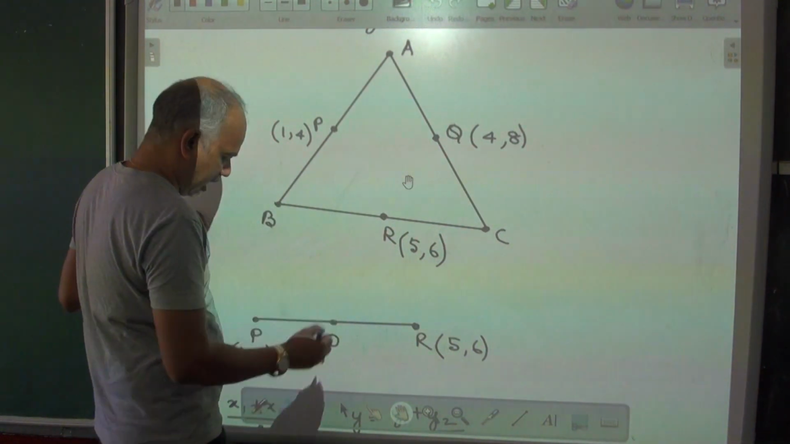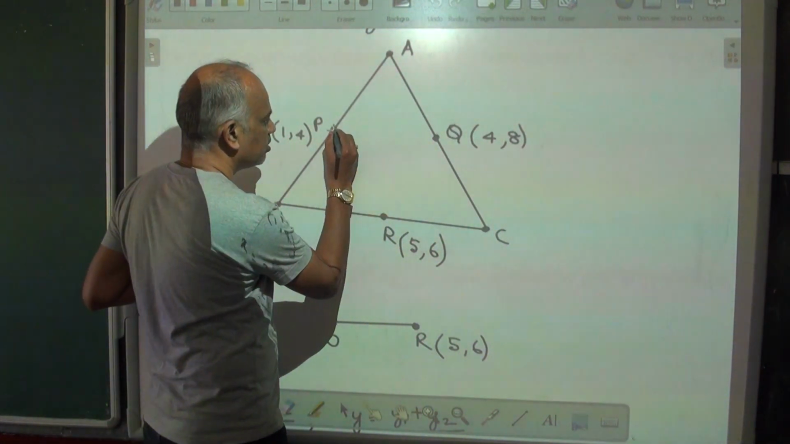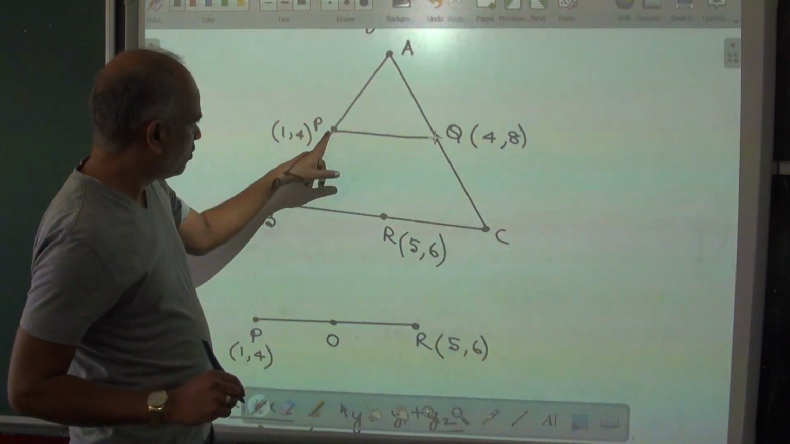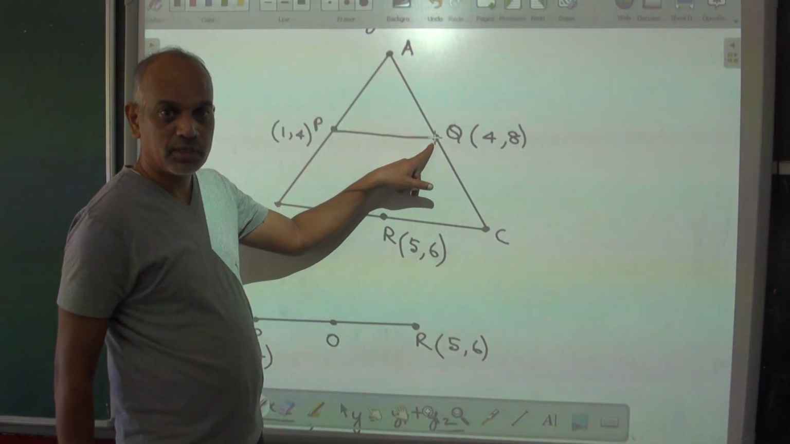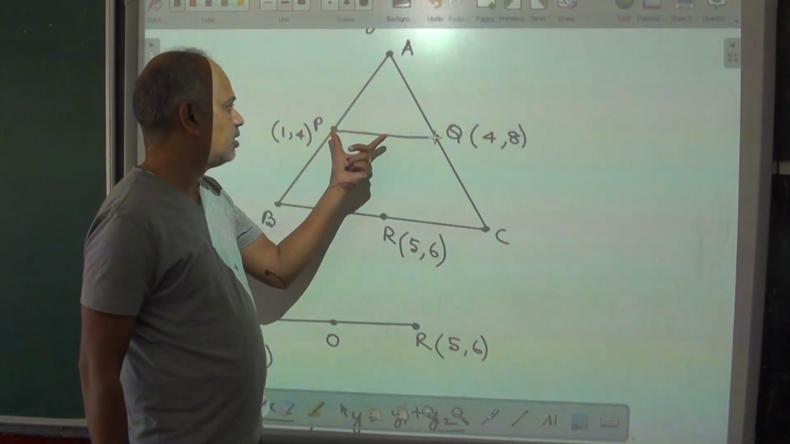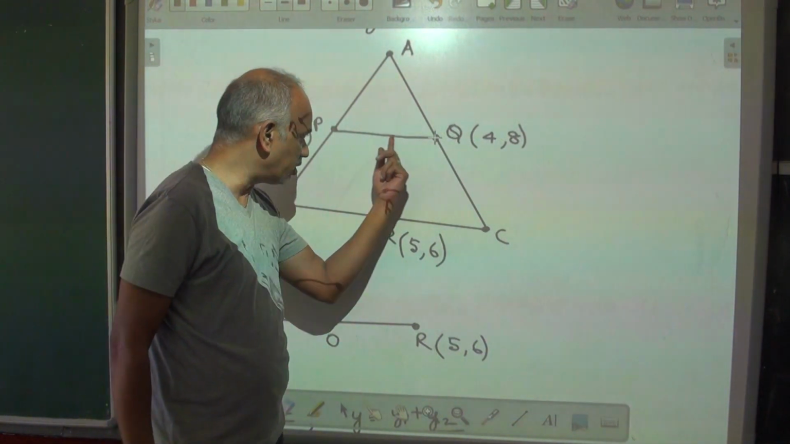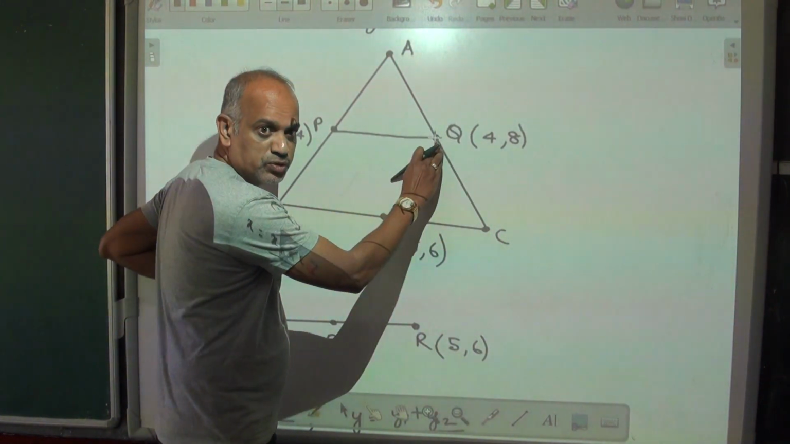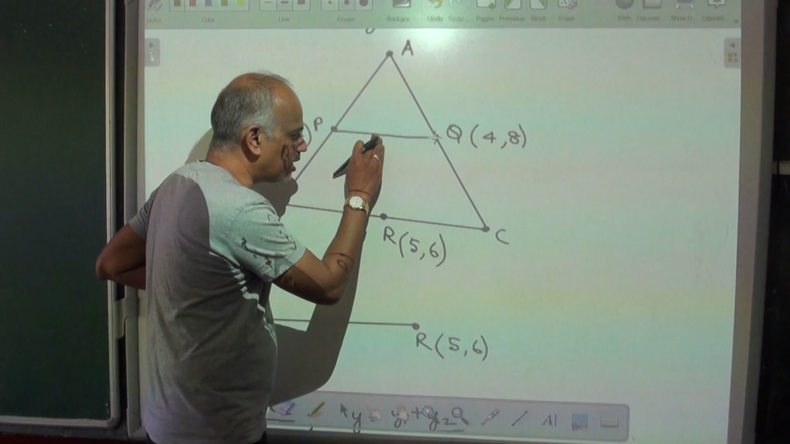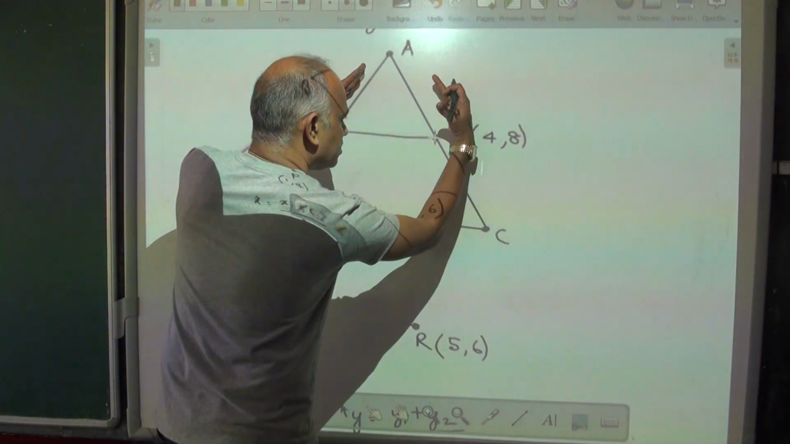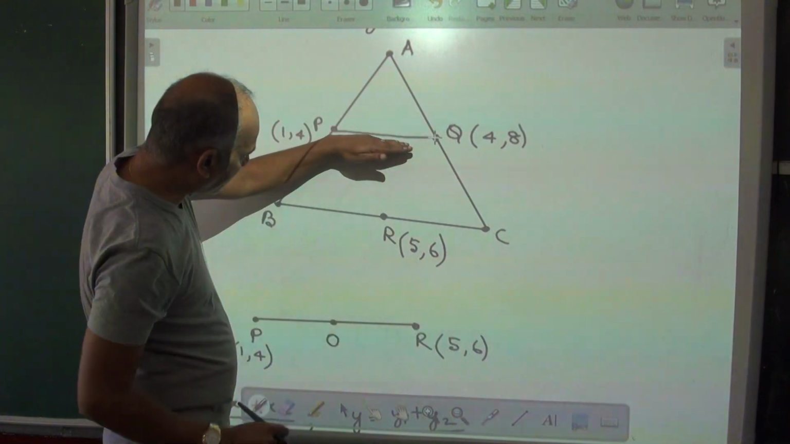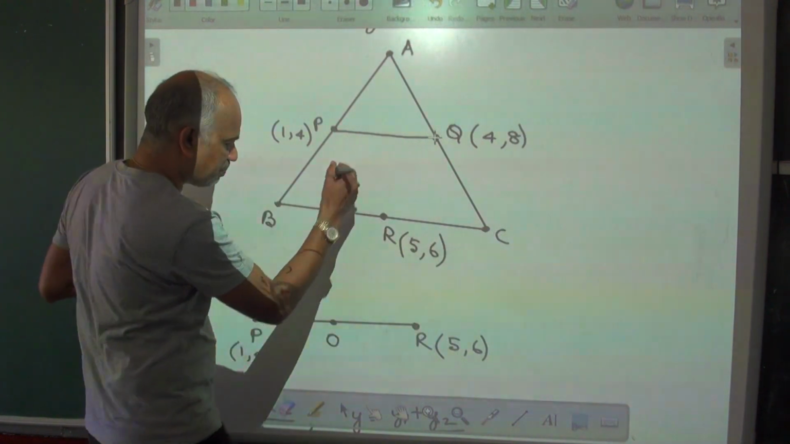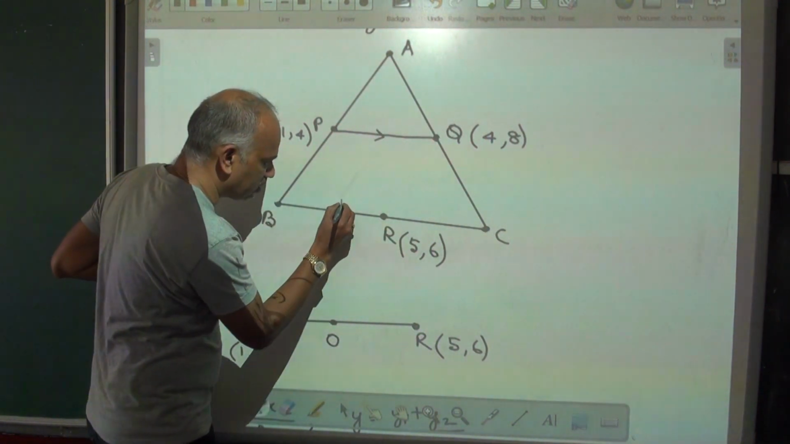What I am going to do is join the two midpoints of two sides of this triangle by a straight line. When you join this, according to the midpoint theorem, which you did in class 9, a straight line joining the midpoints of two sides of a triangle is parallel to the third side. This line will be parallel to the third side. So this is the third side. It will be parallel, so this is parallel to this one.